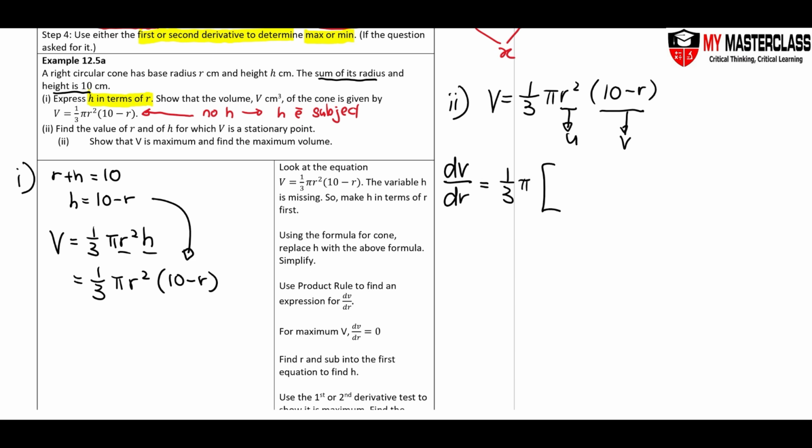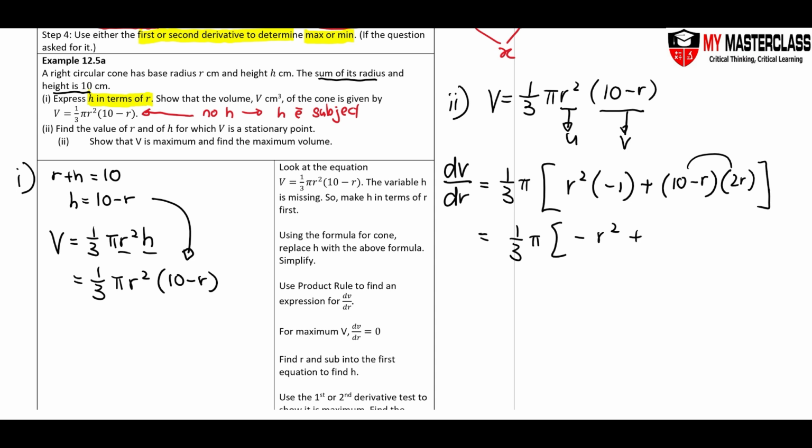Then let's apply our product rule. u, keep it there, differentiate v, negative 1. Plus keep v, 10 minus r, differentiate u, 2r. You can also make it nice first: 1/3 pi on the outside, negative r square plus 20r minus 2r square. And you are going to have 1/3 pi (20r minus 3r square). Always make your dV/dr nice first before you continue. Of course you can further factorize it.